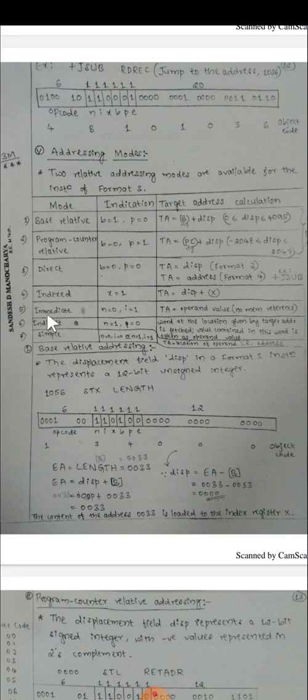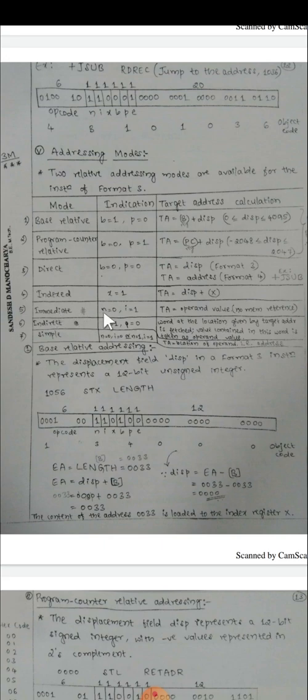And then the next addressing mode is immediate addressing mode. How do we identify it? If an instruction is prefixed with the hash symbol, then that instruction is in immediate addressing mode, or that instruction can be converted into machine level language with the help of immediate addressing mode.